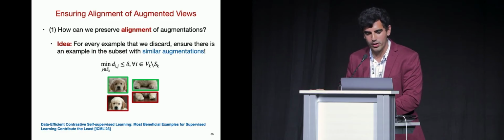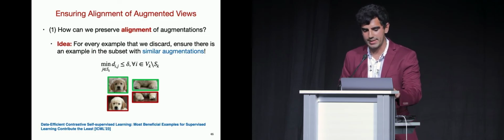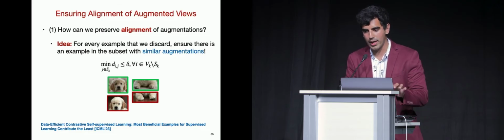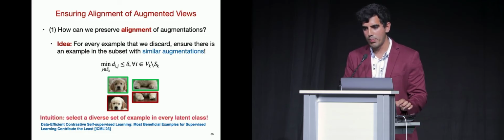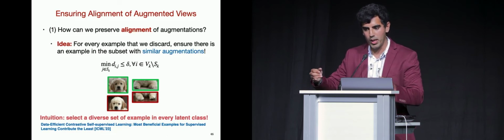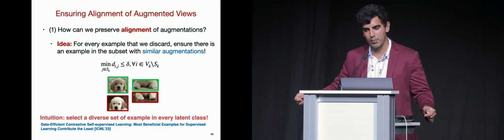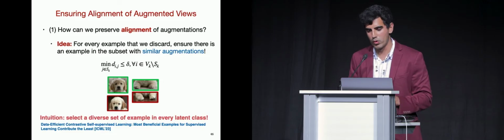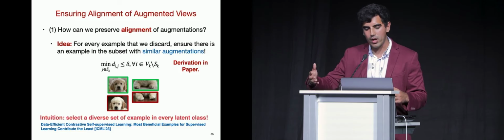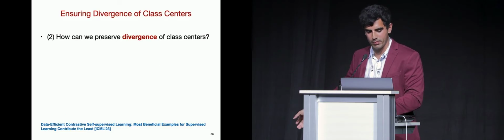And why does this work? Let's say here we select the green example and we don't select the red example. And these are augmentations of the example that we would select. When we train on the selected example, we'll bring the representations of the selected example augmentations closer together. But because these augmentations are similar to that of the discarded example as well, we automatically bring them closer as well. And so by training on only the selected example, we've ensured alignment even for the discarded example.